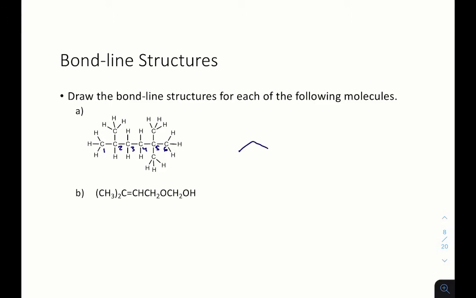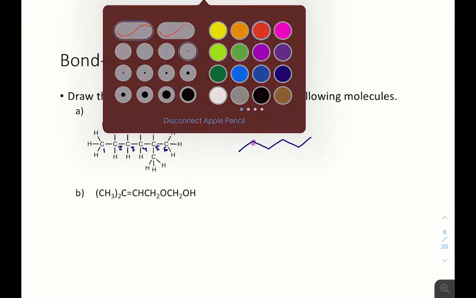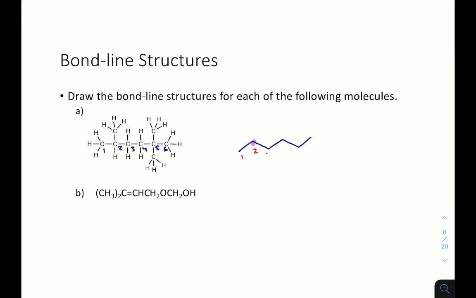1, 2, 3, 4, 5, 6. Great. Now I can see on carbon 2, there is this CH3 group. So that's just going to be one line coming off of carbon 2. And maybe I'll put my numbers here as well. So 1, 2, 3, 4, 5, 6. Carbon 2 has that one CH3 group coming off of it, and so there it is.